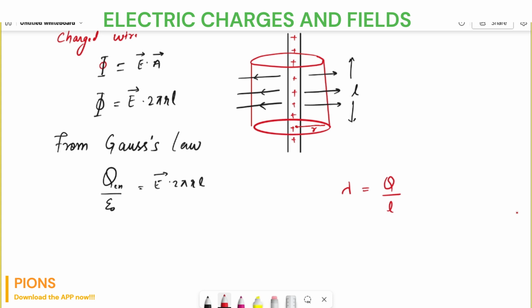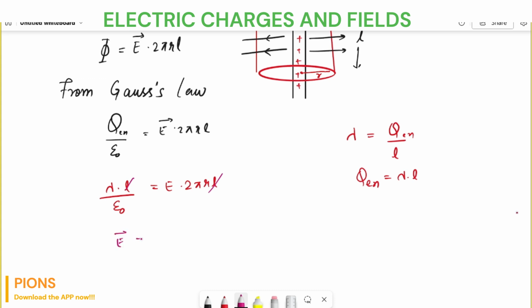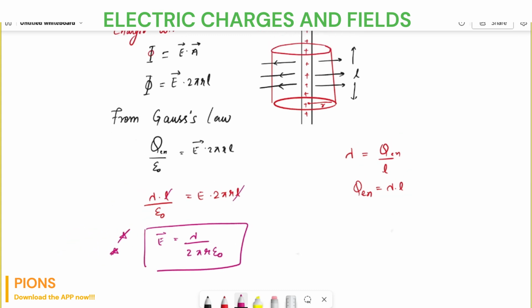Lambda is Q by L. So what is Q? Q is the charge enclosed in that small section. So the length we are taking is this L, not the complete length of the wire. L is that section of the wire. So Q in will be lambda into L. Let's substitute here lambda into L upon epsilon naught, that will be equal to E into 2 pi RL. Any doubt in this part? Let's cancel L with L. So the electric field E will be equal to lambda by 2 pi R epsilon naught. Any doubt? Very important for problems. They ask this directly in board exams.